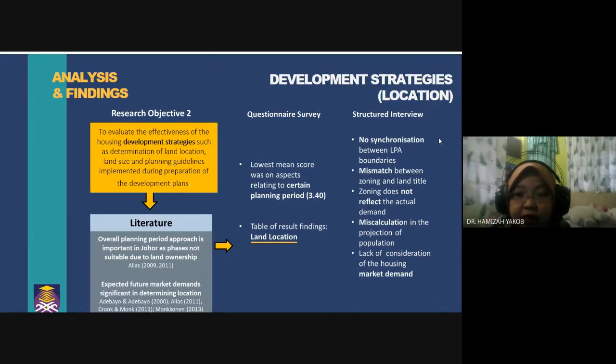The same goes for objective two. To achieve objective two, these are the findings. The lowest mean score was in terms of certain planning periods, in terms of determination of land location. I just mentioned generally the need to save time. These are all the findings from the structured interviews based on development strategy in terms of land location. Basically, there is a mismatch, still late considerations on the market demands, and also miscalculations in the projections.